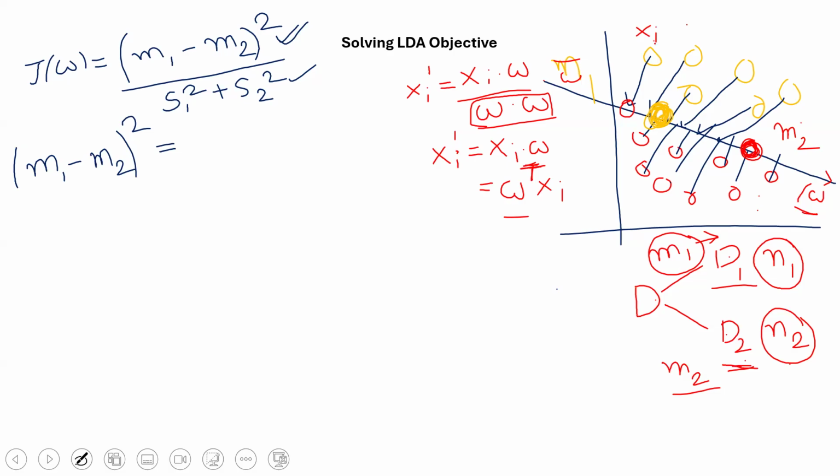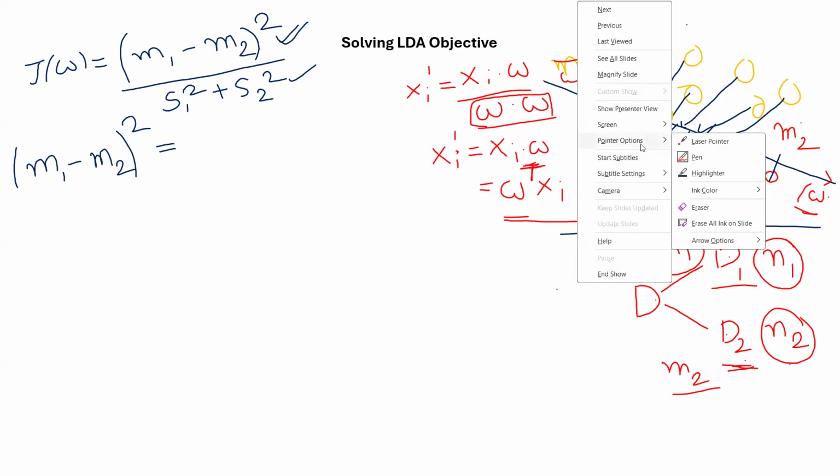So xi is the point in category 1. When we project that onto vector W, that becomes W transpose into xi in matrix notation. Now what is M1? M1 is nothing but the mean of all these points. If you take the average of all these points, that becomes M1, the group mean. Now that mean has to be projected onto this W. So let's understand this in this way.